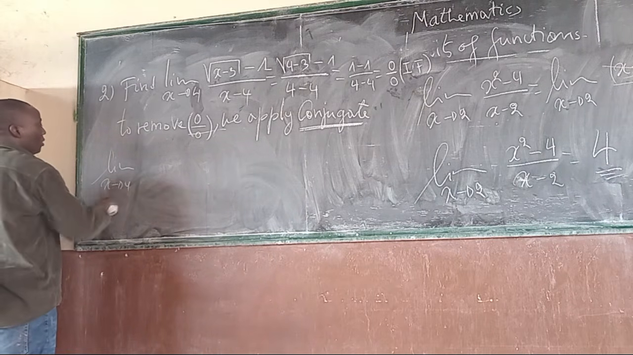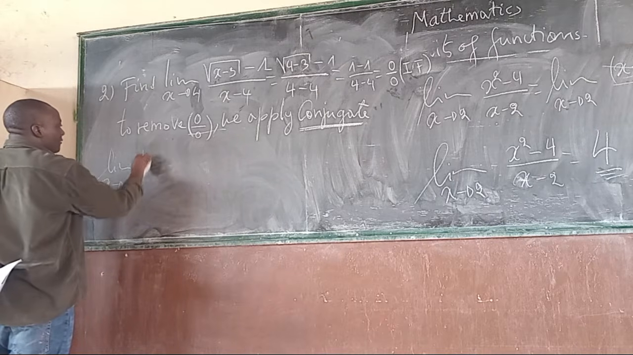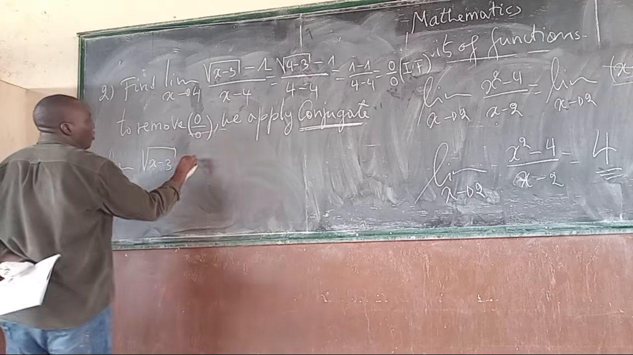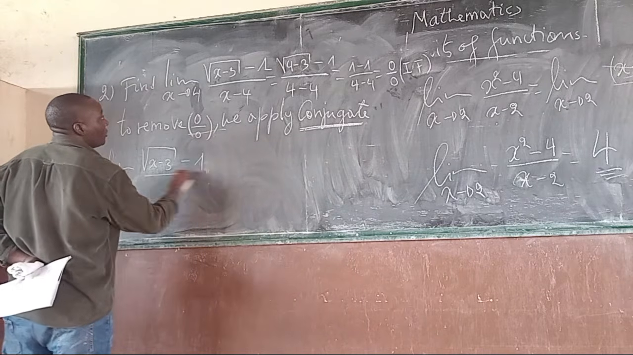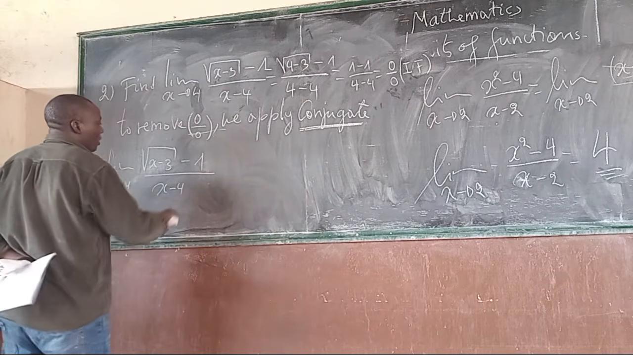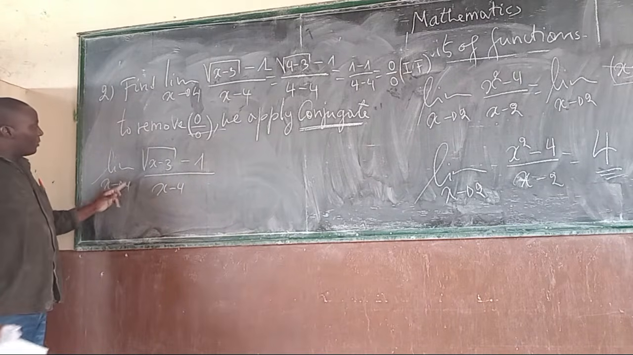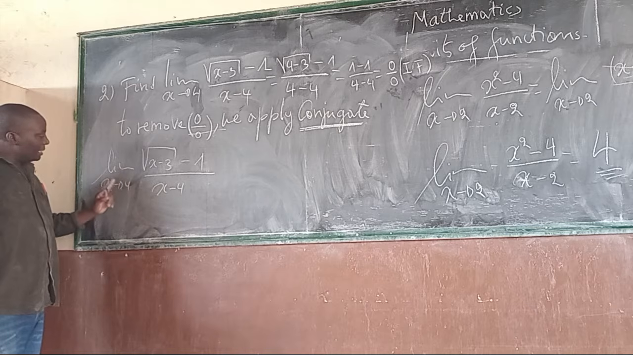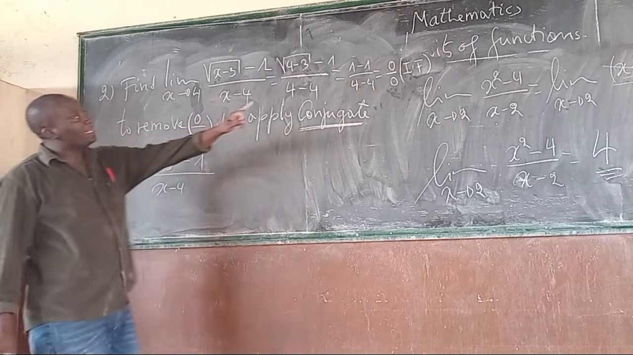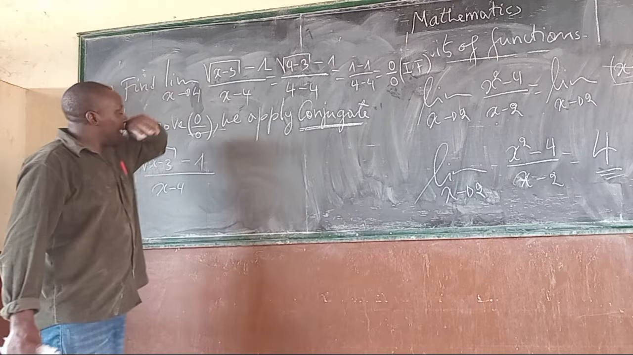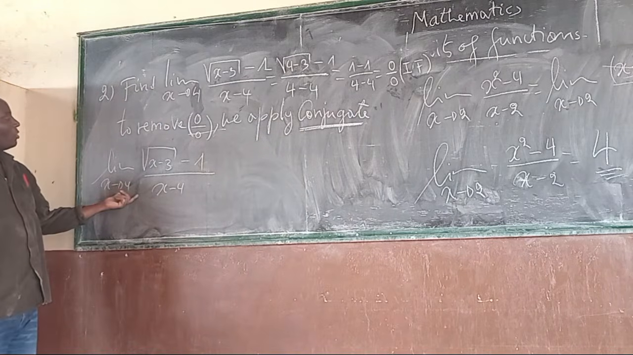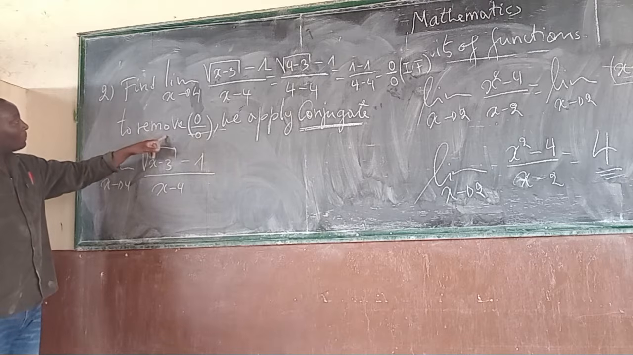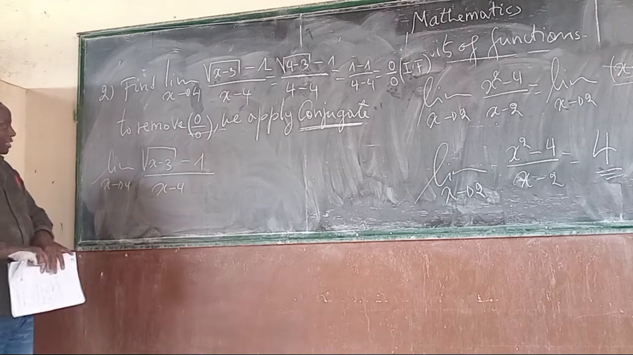approaches 4 of the given function (square root of x minus 3, minus 1) over (x minus 4). I replace here with the value of x. I replace x by 4, I get this barrier. Then I want the way of rejecting this barrier by applying the technique of conjugate.